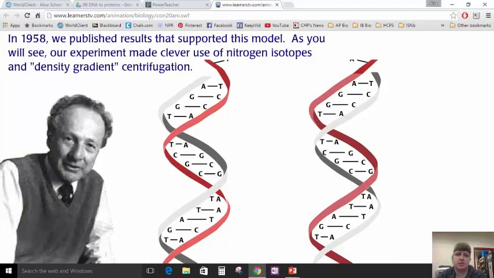So in 1958, Meselson and Stahl published results that supported this model, and you can see from their experiment and also an activity that we do in class the clever use of nitrogen isotopes and a density gradient that was created through centrifugation.